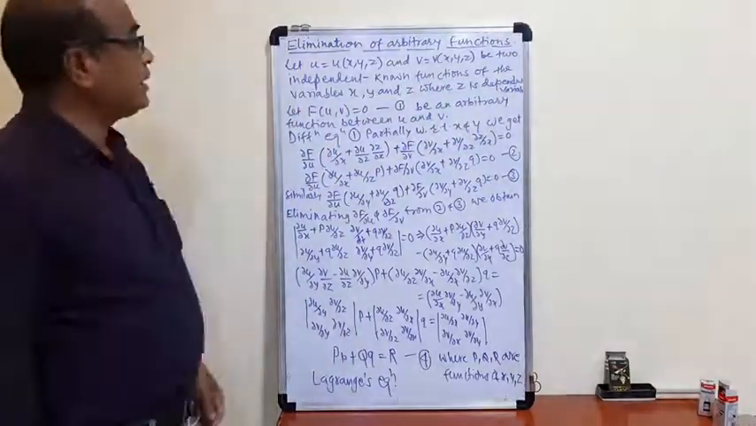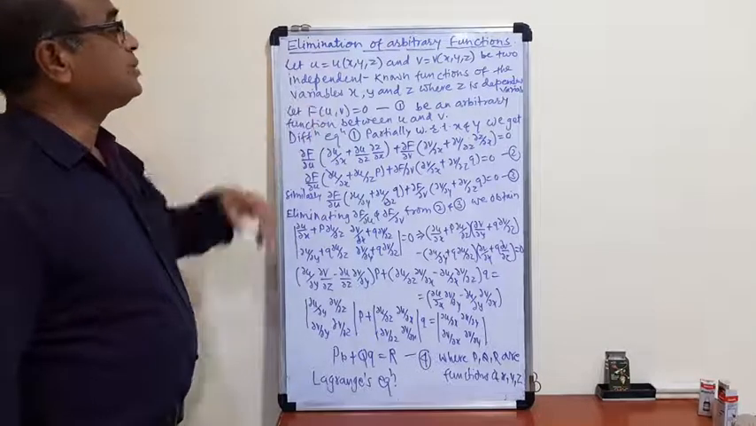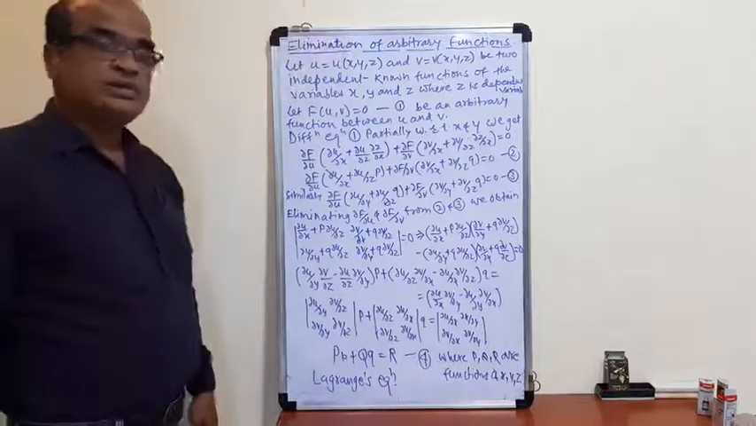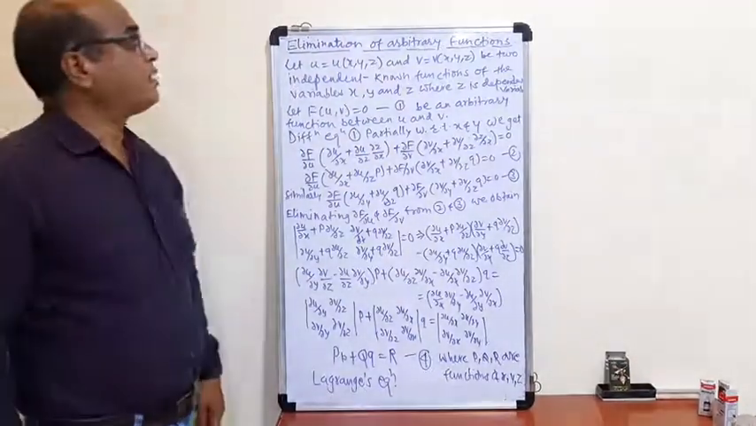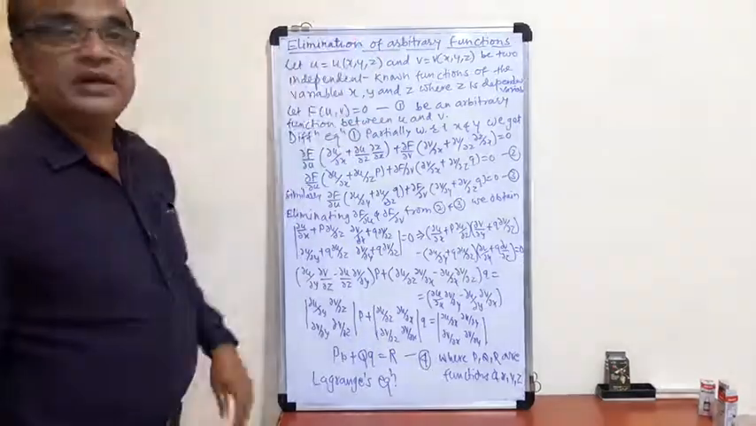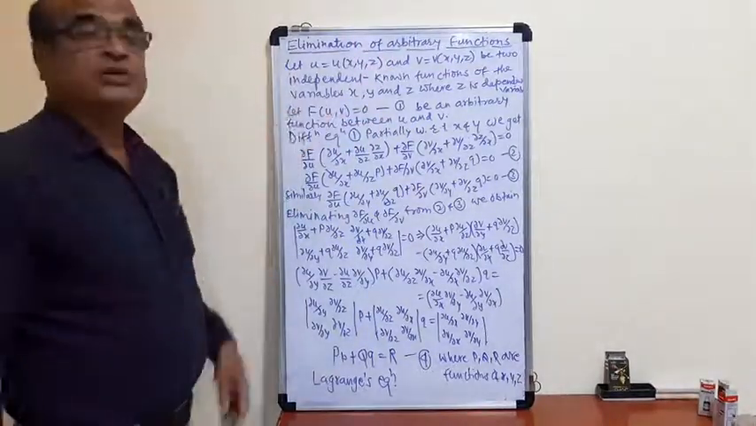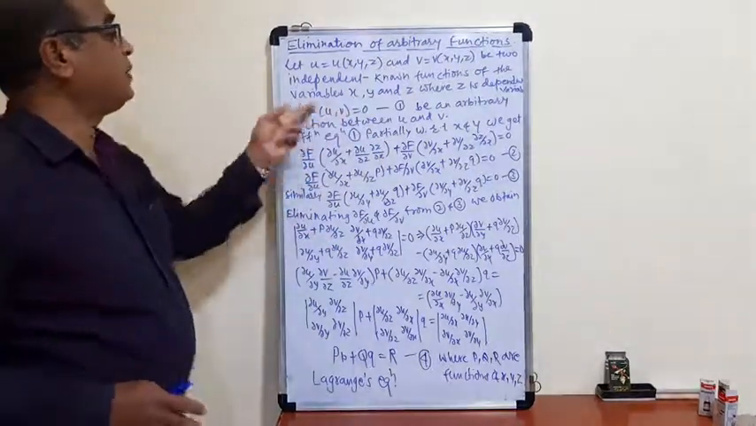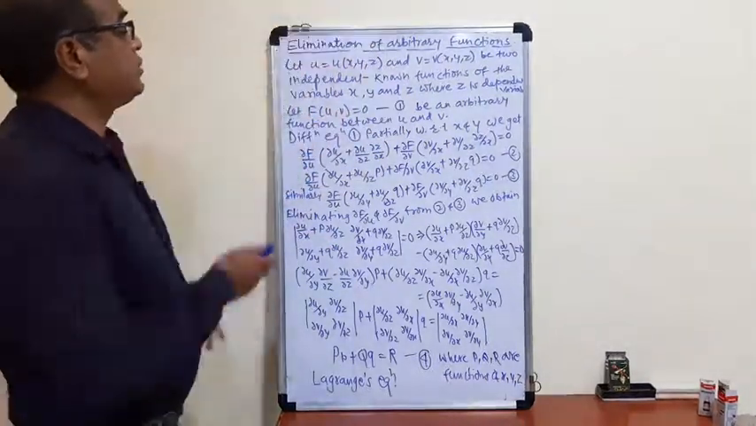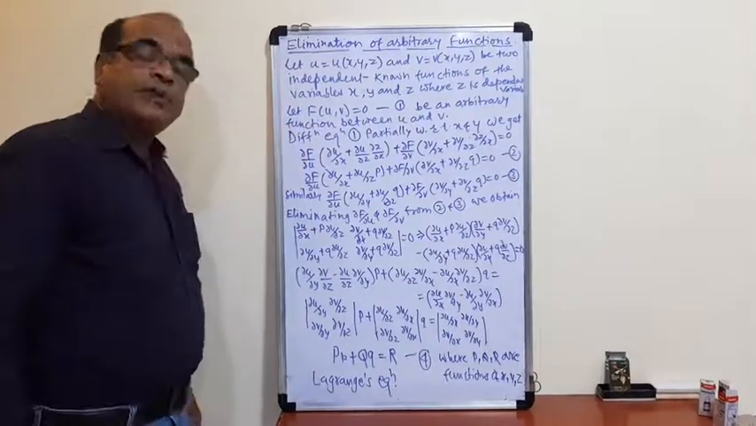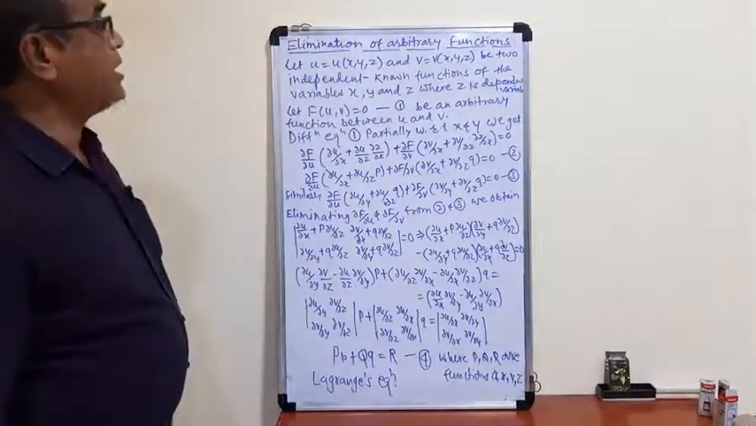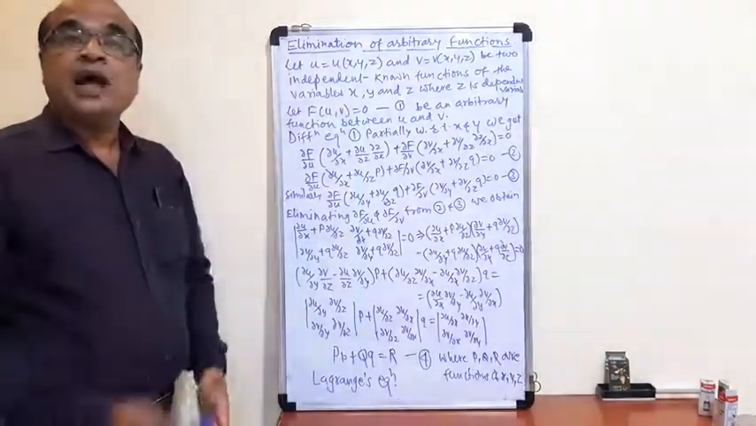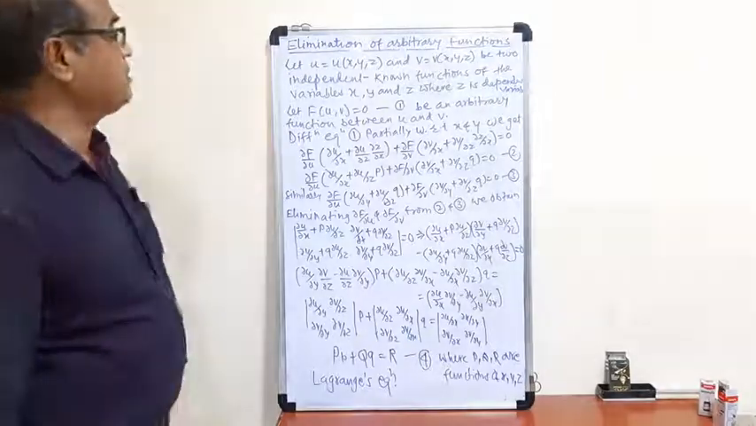Also we write here, let f of u, v equal to 0. What is u? u is a function of x, y, z. What is v? v is a function of x, y, z. Then we take f of u, v equal to 0, be an arbitrary function between u and v. So we eliminate that arbitrary function and obtain the partial differential equation here.